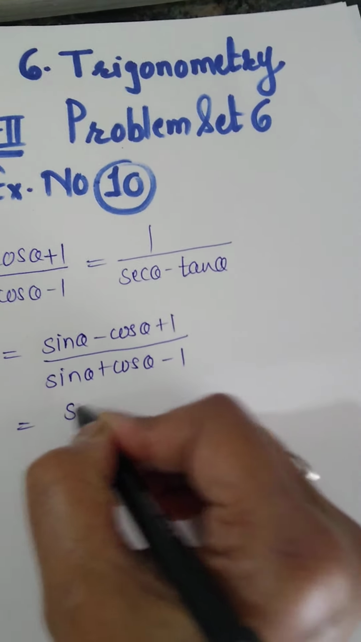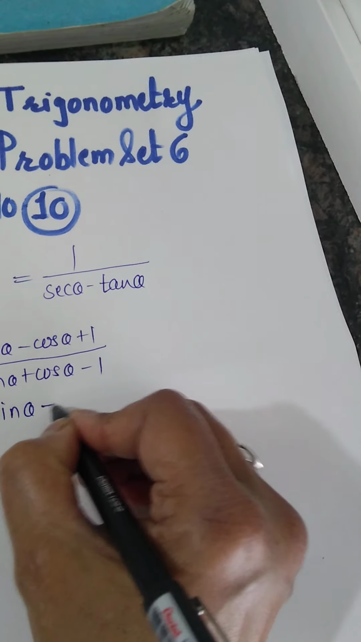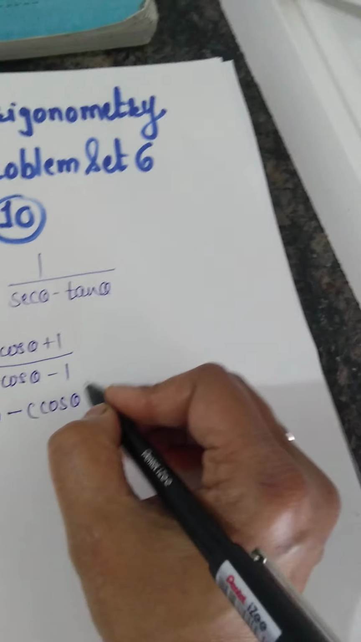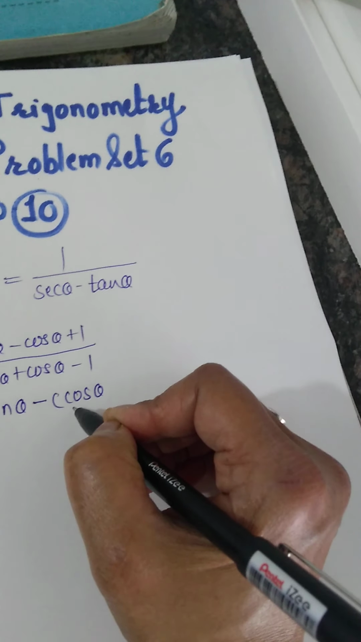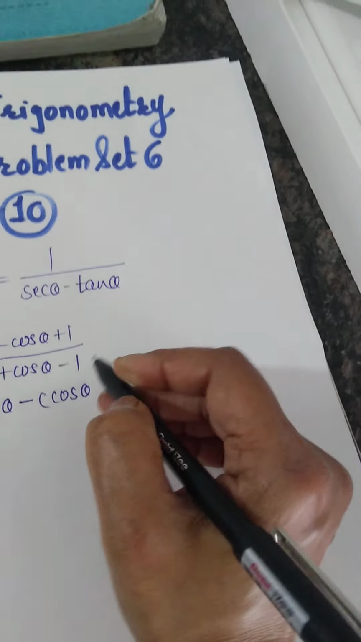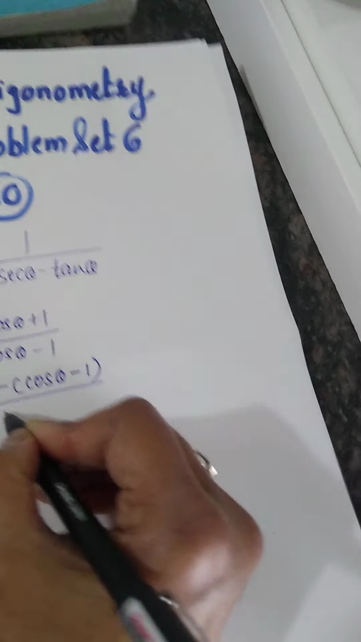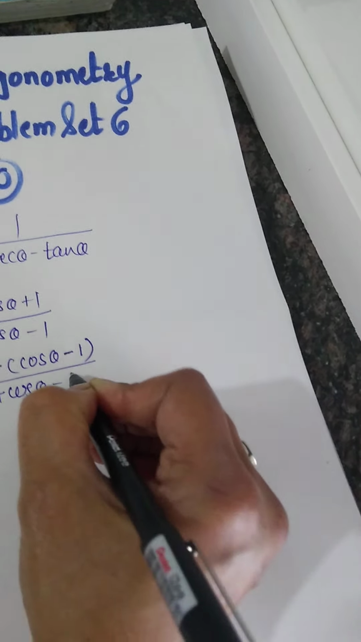Now we take the negative sign out of the bracket. So we write the term cos θ, which has the negative sign, into the bracket; the sign will be changed, that is positive cos θ. Since we have taken the negative sign out of the bracket, we write here minus 1. Now the denominator is sin θ + cos θ − 1.